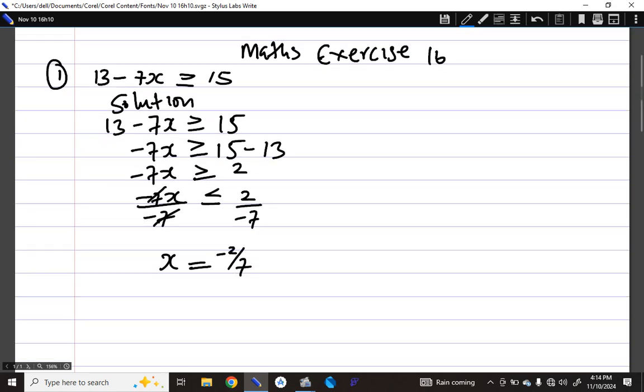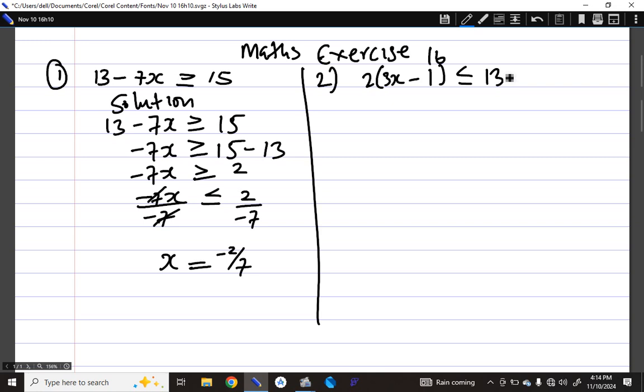We move to question number 2. So permit me to solve question number 2 this side. This is question number 2. So the second question here said 2 in bracket of 3x minus 1, you close bracket, is less than or equal to 13x plus 11. Okay, now to solve this is very simple.